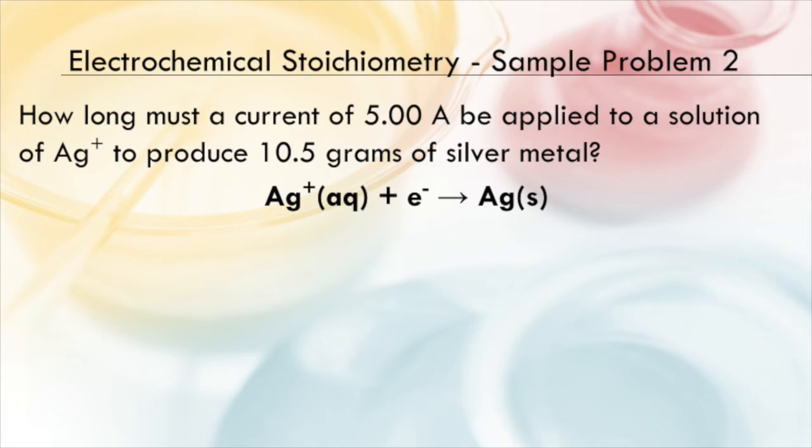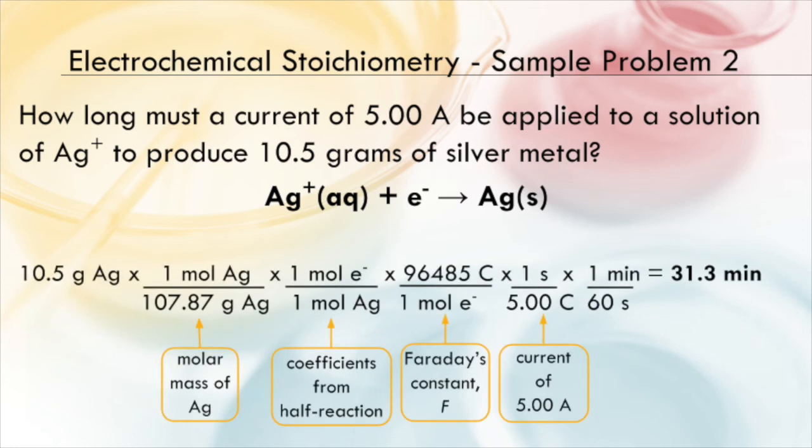Now let's go the other direction. If we want to get 10.5 grams of silver metal from an electrolytic reduction of silver ion at 5 amps, how long do we need to run the cell? Pause the video and use some dimensional analysis to figure this one out. Did you get 31.3 minutes?